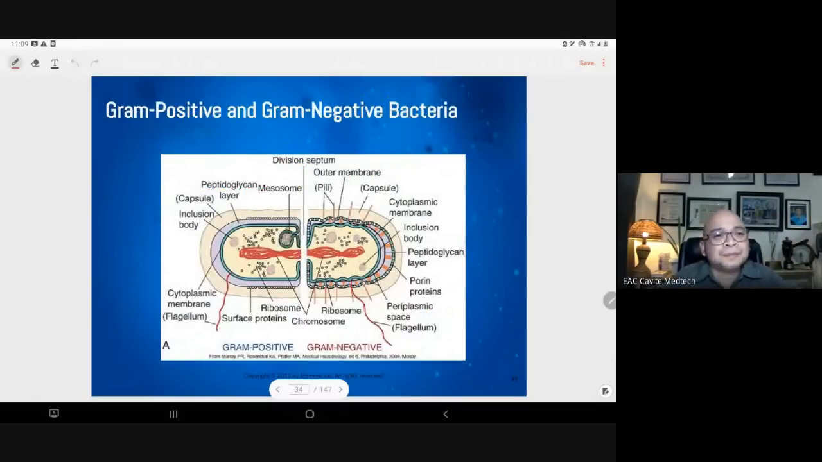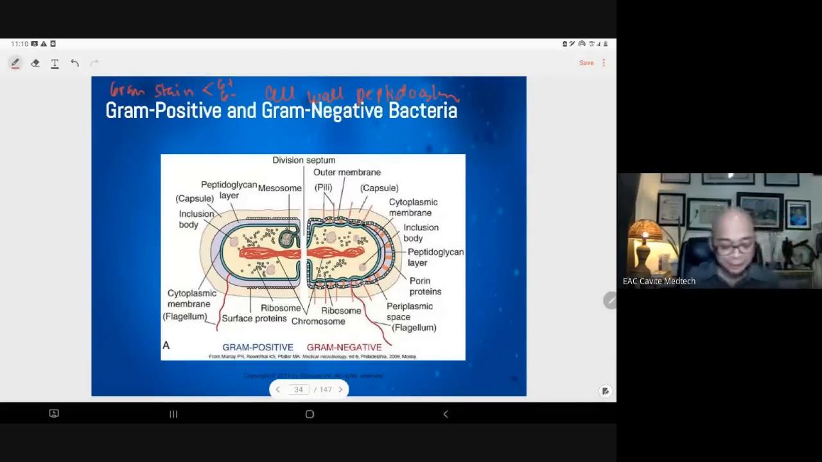So prokaryotes such as bacteria, the majority of their divisions are gram-positive and gram-negative bacteria. And what is the basis of gram stain? Gram stain is the basic stain that we're using. It's a type of differential stain, and we can divide bacteria whether they are gram positive or gram negative. What is the basis of gram staining? The basis of gram staining would be the cell wall, particularly the peptidoglycan.